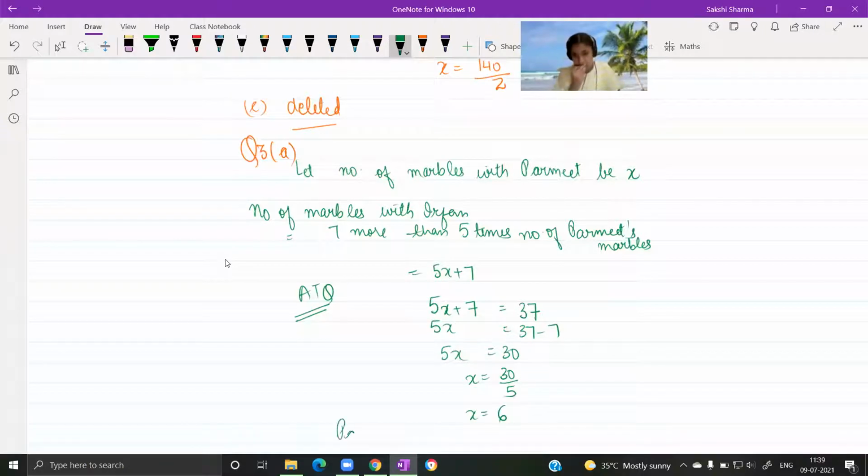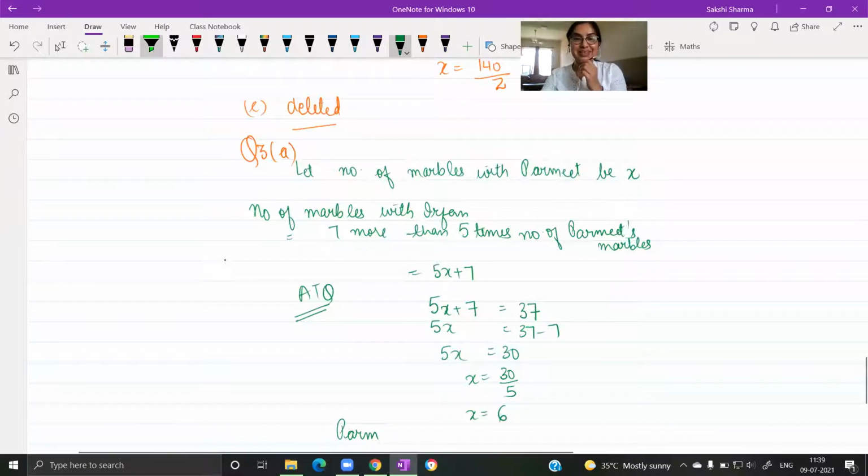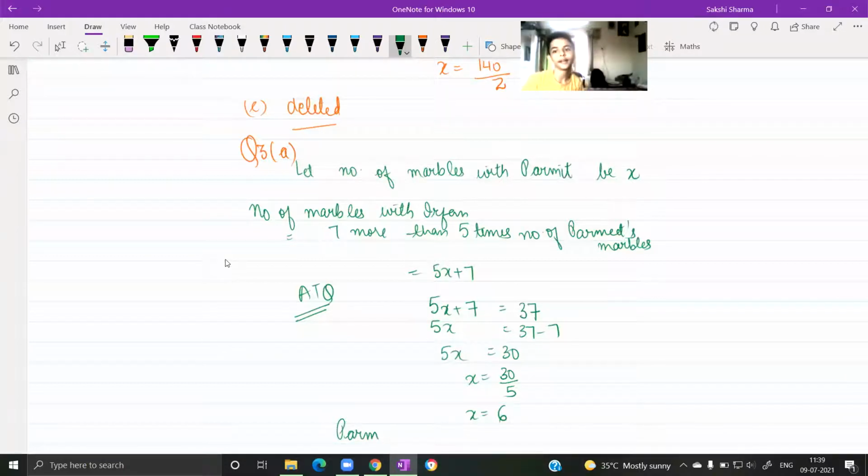Right. So Parmeet has, I think I have written different spellings for Parmeet. So you can fix that. It's with I, not with double E. Okay. So Parmeet has 6 marbles.